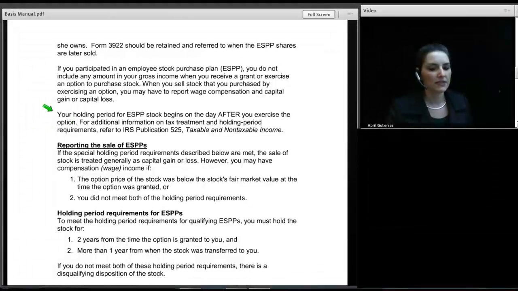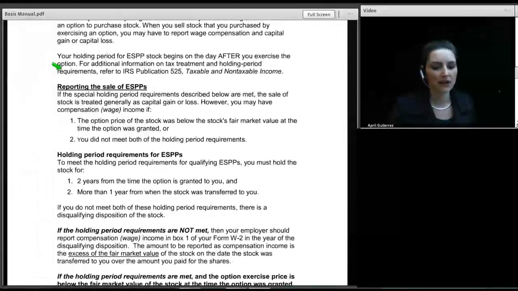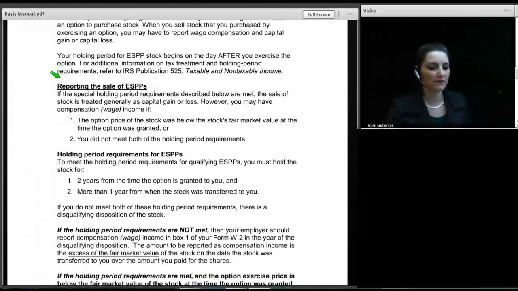Your holding period for ESPP stock begins on the day after you exercise the option, and for more information on the tax treatment and holding period requirements for those shares, you can go to IRS Publication 525, Taxable and Non-Taxable Income.